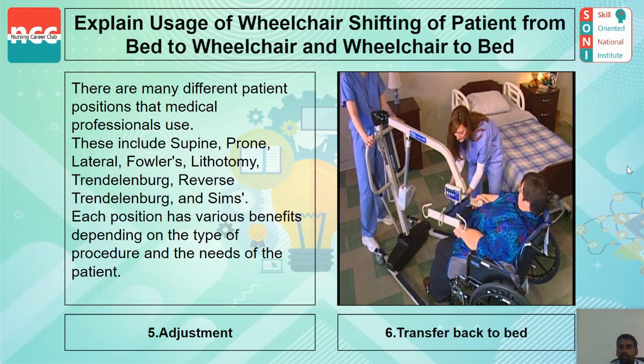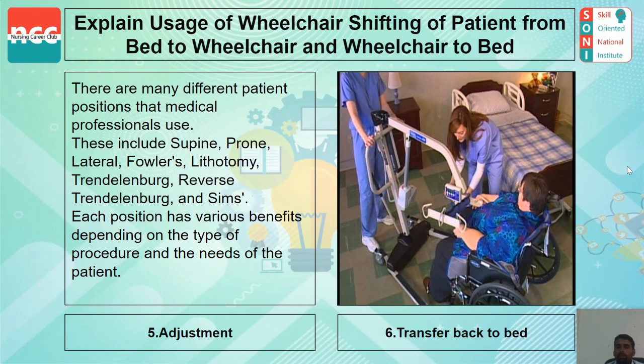So we have earlier talked about various positionings like supine, prone, lateral, Fowler's, lithotomy, Trendelenburg, reverse Trendelenburg, and Sims. Each position has various benefits depending on the type of procedure and the needs of the patient. So each position depends on the way a patient is lying on the bed, or in a standing position or in a sitting position. So this is all about adjustment.